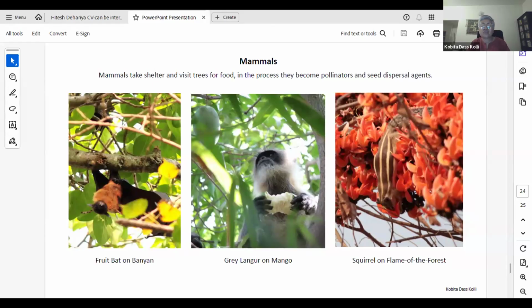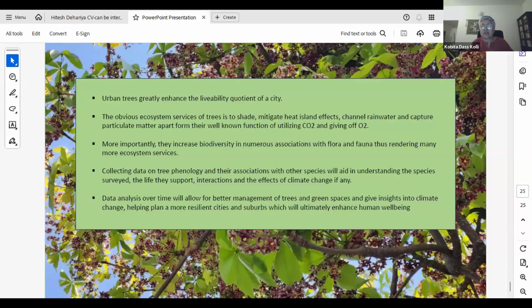Monkeys, of course, in the fruiting season, great time to look out for them. And squirrels, when flowers are abundant, sometimes squirrels are pretty active. Sometimes you'll find their dreys, which are their nests on the trees as well, so their presence is there, and you can document that as well. Okay, I think we're done.